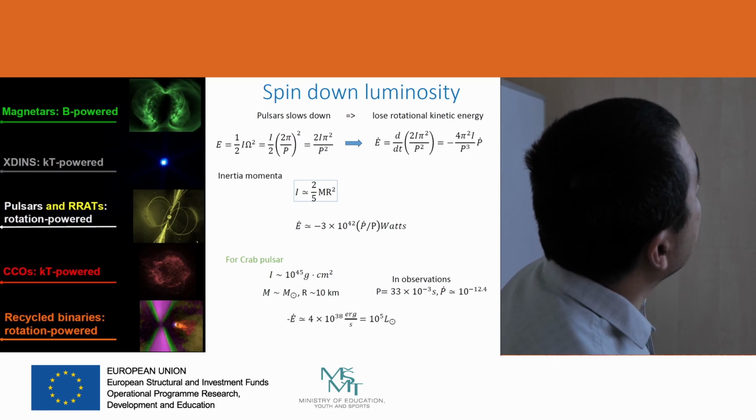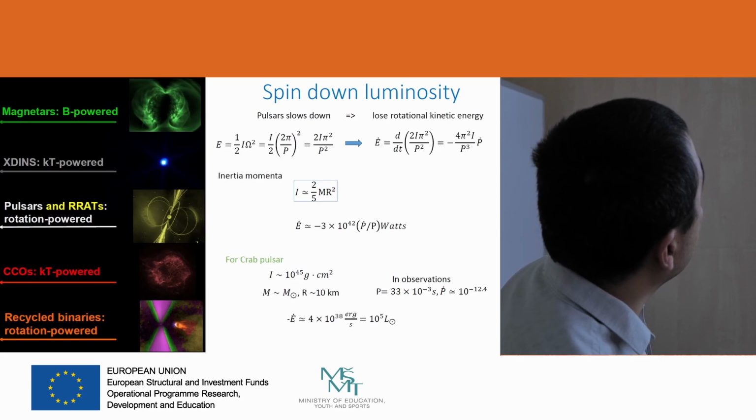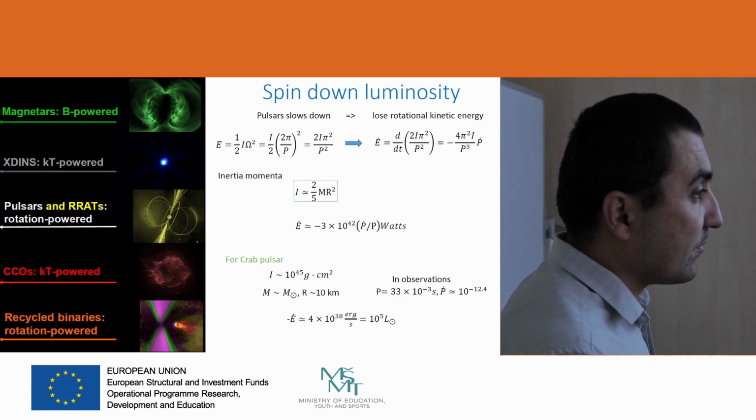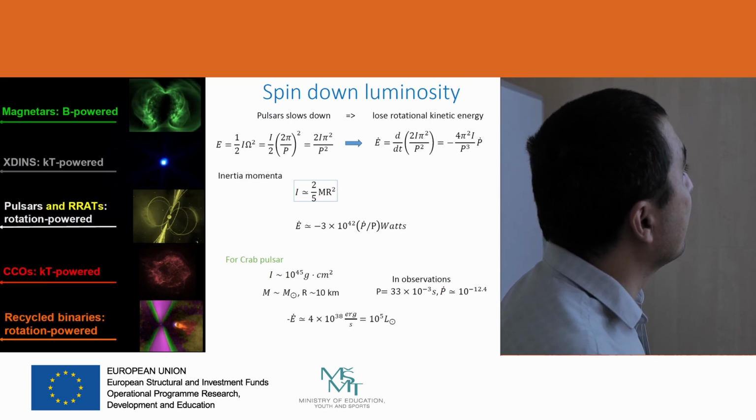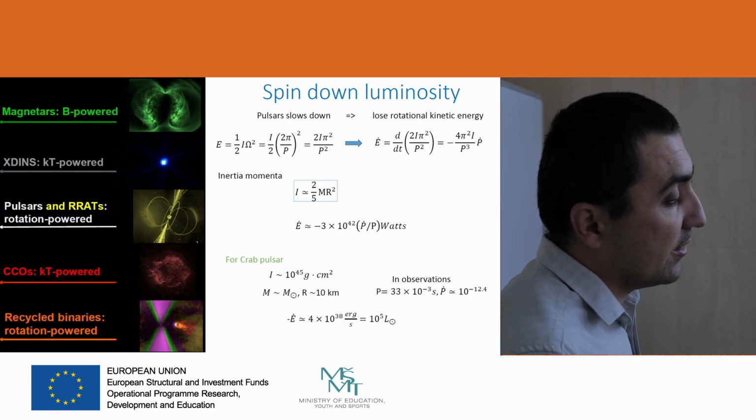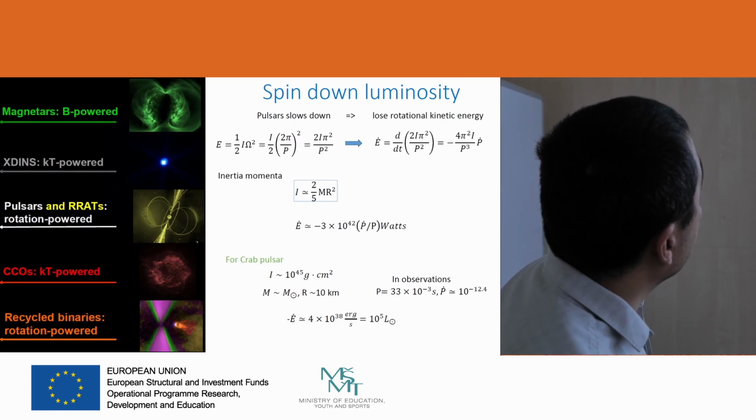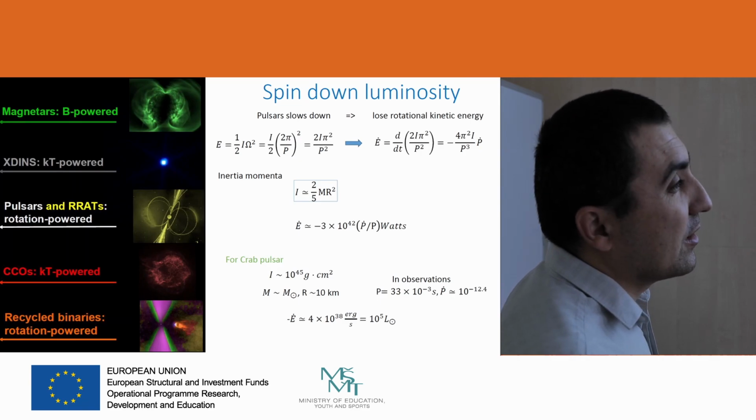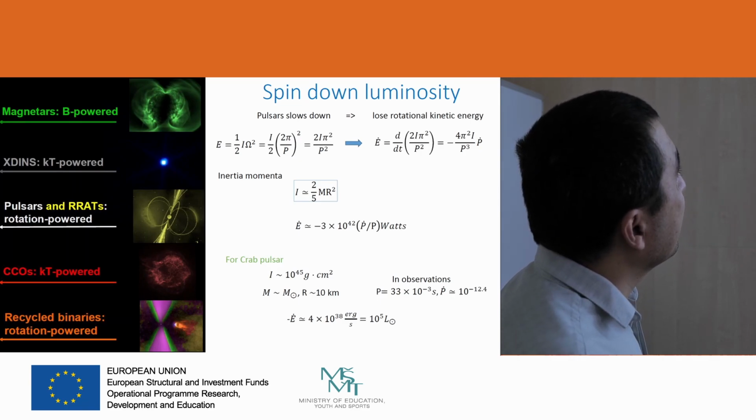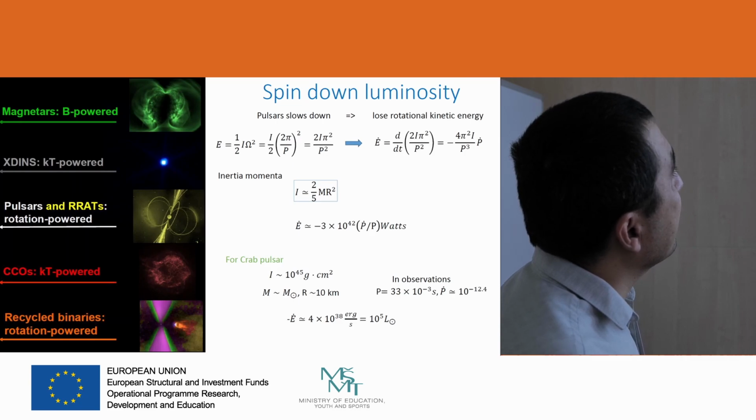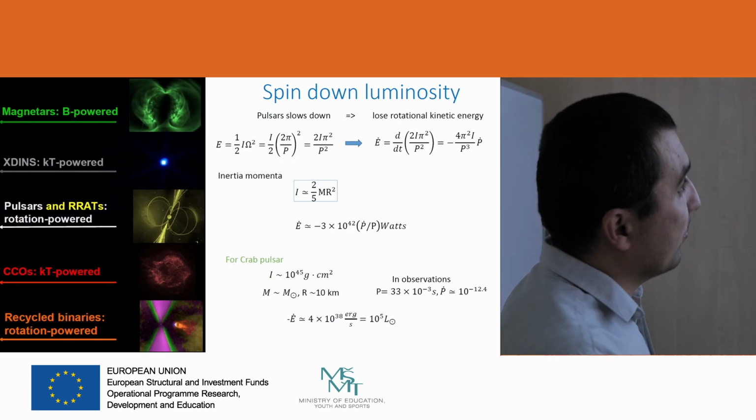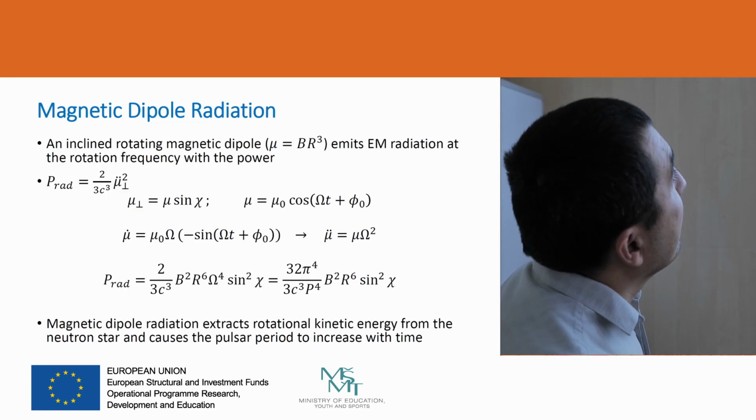Here is a similar diagram for different types of neutron stars. For example, compact central objects can be seen through their high temperature, and recycled binaries, pulsars, and radio rotation transients can be explained by the rotation powered mechanism.